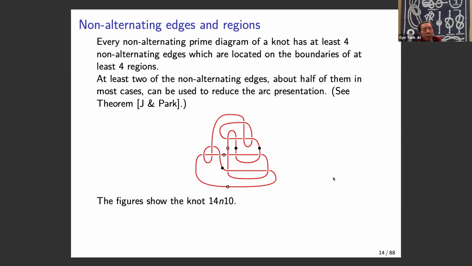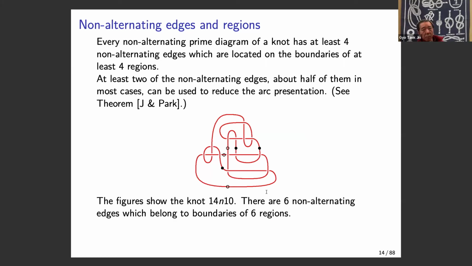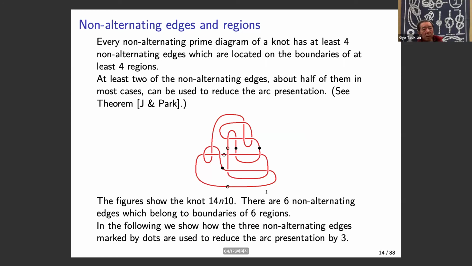So this is the diagram of 14n10. The non-alternating edges are marked by circles and dots, and they belong to boundaries of 6 regions, including the unbounded region. And in the following, we show how these 3 non-alternating edges marked by dots are used to reduce the arc presentation by 3.